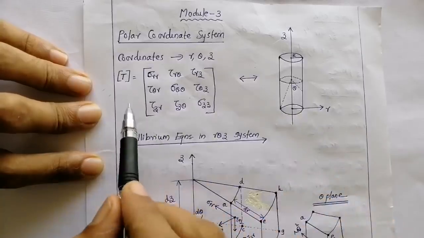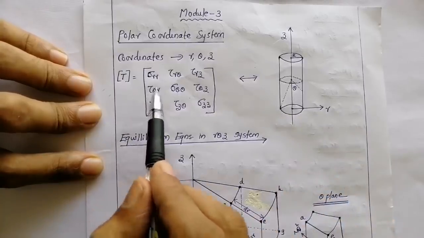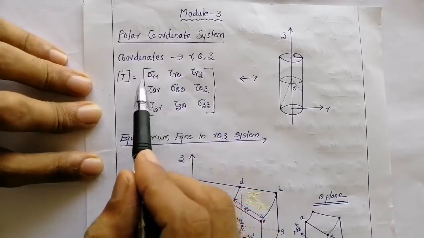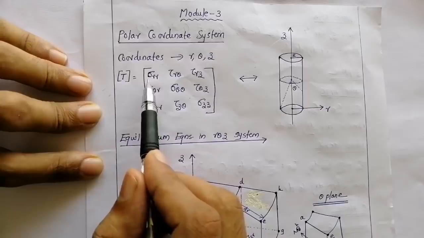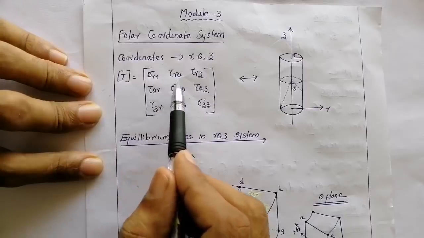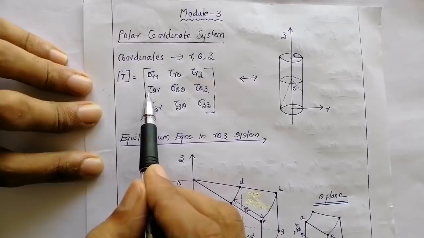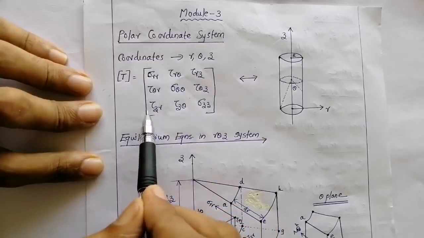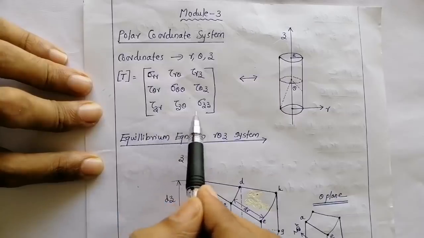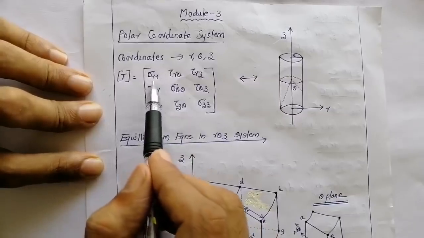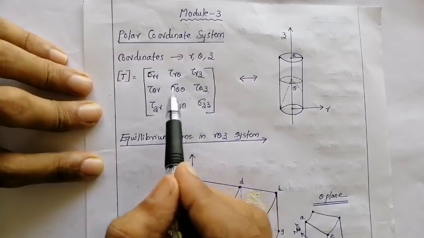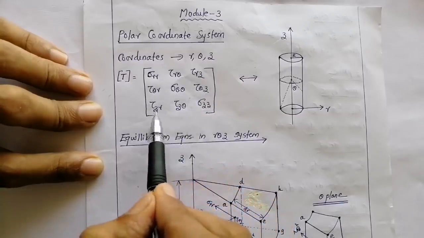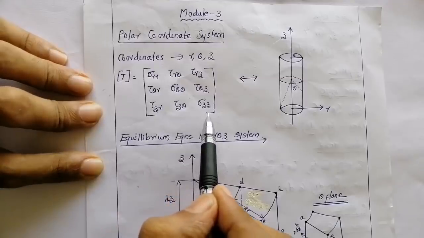Now, let us see the stress matrix T. Instead of x, y and z, we have r, theta, z. So, this is the stress matrix. The first row represents the stress components in the r plane. The second row represents the stress components in the theta plane. The third row represents the stress components in the z plane. So, we have sigma rr, tau r theta, tau r z, tau theta r, sigma theta theta, tau theta z, tau z r, tau z theta and sigma z z.